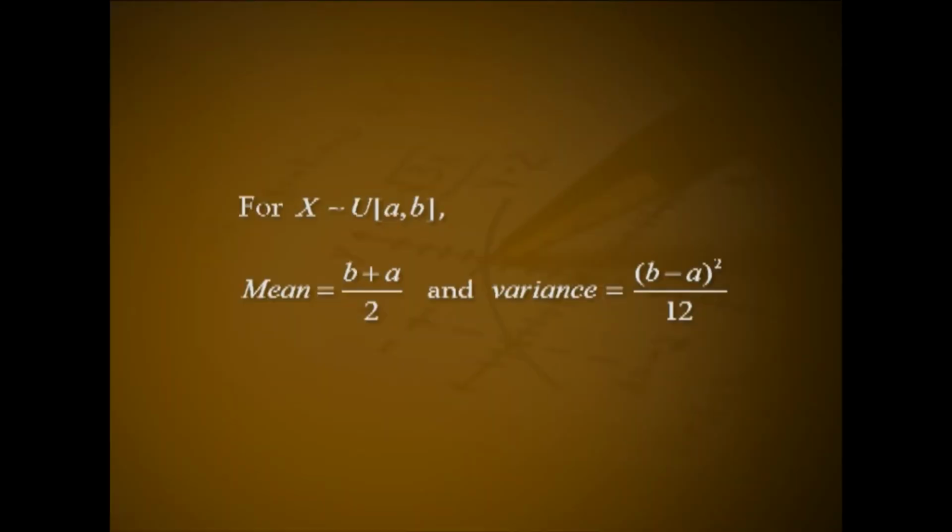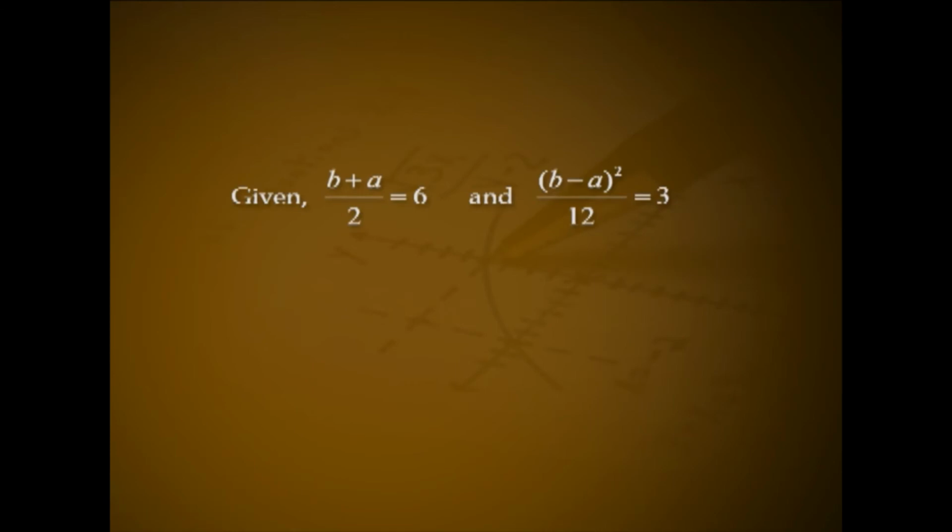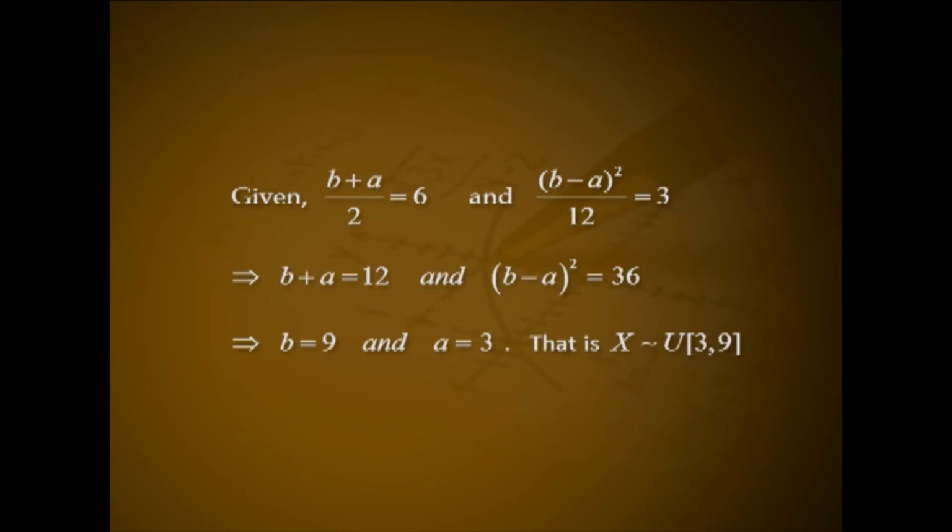Problem 5. If x is uniformly distributed with mean 6 and variance 3, find P of x less than 5. Solution. For x following uniform over (a, b), mean equal to (b plus a) divided by 2 and variance equal to (b minus a) the whole square divided by 12. Given (b plus a) by 2 equal to 6 and (b minus a) the whole square by 12 equal to 3. This implies b plus a equal to 12 and (b minus a) the whole square equal to 36. This implies b equal to 9 and a equal to 3. That is x following uniform over (3, 9).